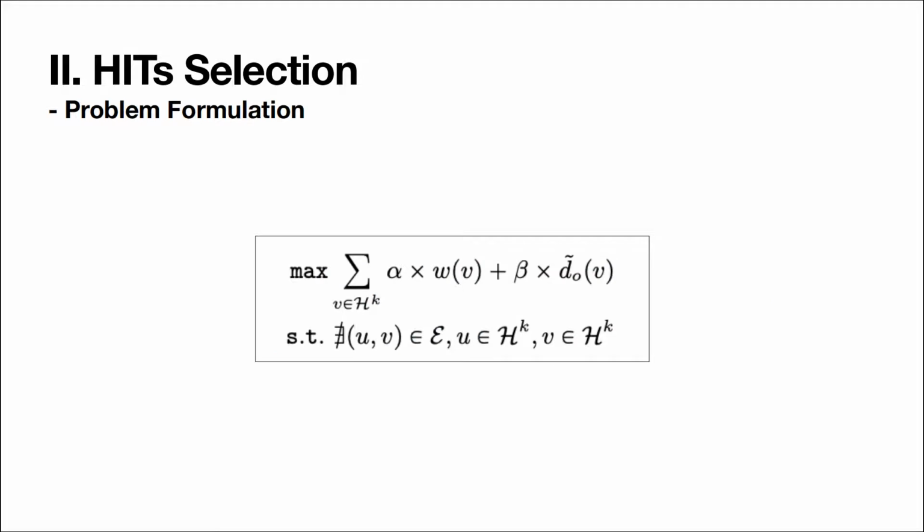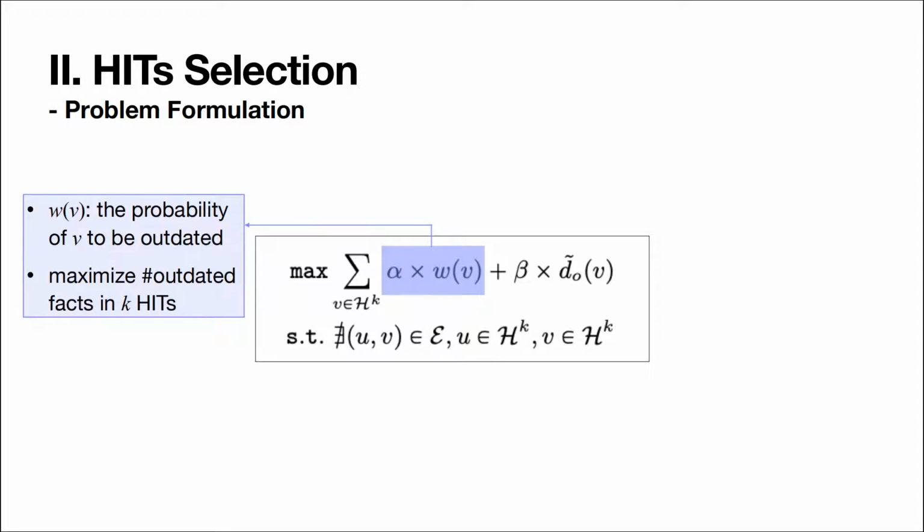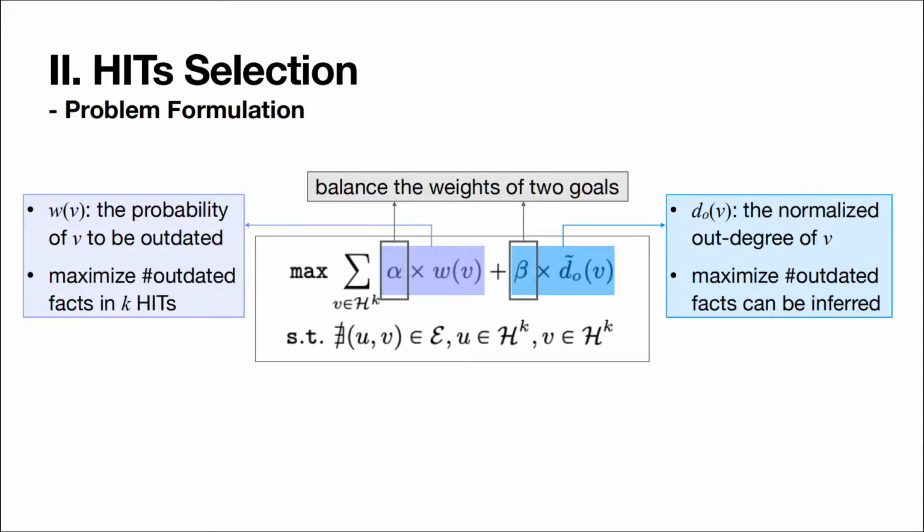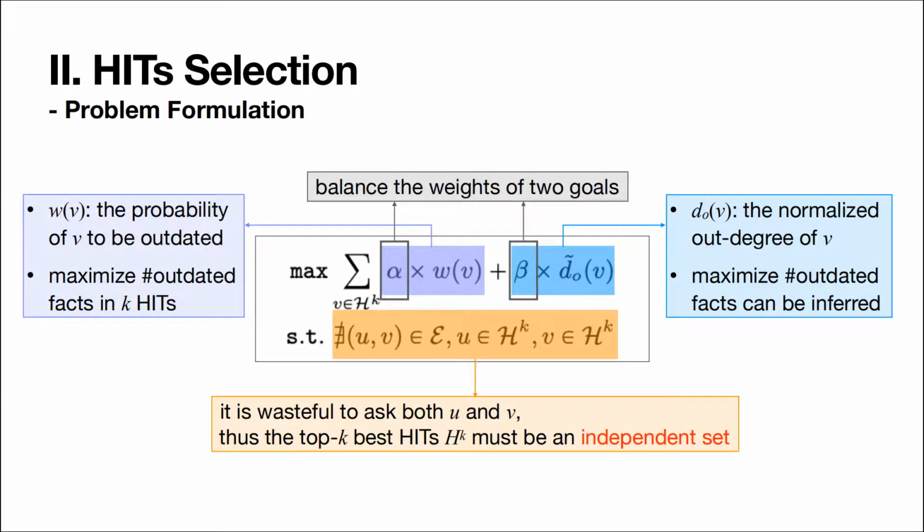Then the top K best hits selection problem can be formulated as follows. WV denotes the weight of vertex V, which is the probability of V to be outdated. Maximizing the total vertex weight can maximize the number of outdated facts in K hits. DOV denotes the normalized out degree of vertex V. Maximizing the total vertex out degree can maximize the number of outdated facts that can be inferred. The above 2 goals may not be reached at the same time. Thus, alpha and beta are used to balance the weights of them. The constraint means that the set of K hits must be an independent set. The reason is that if asking U can deduce the answer of V, it is wasteful to ask both.